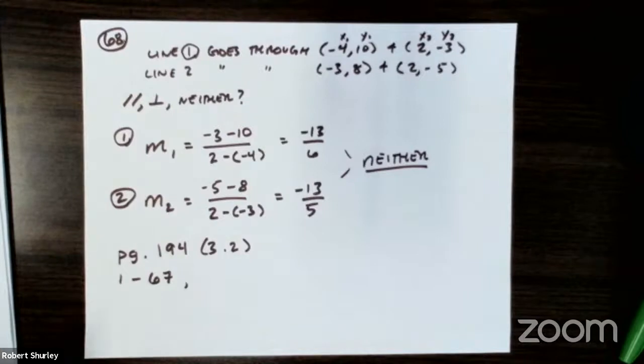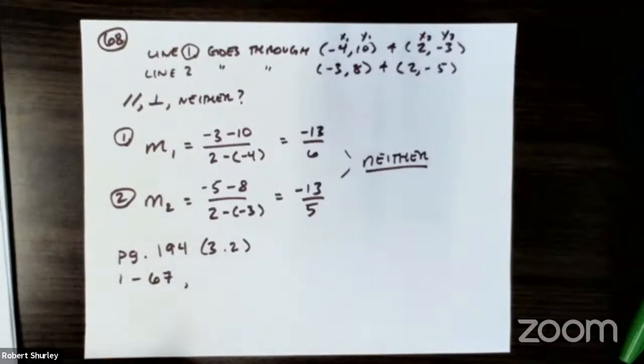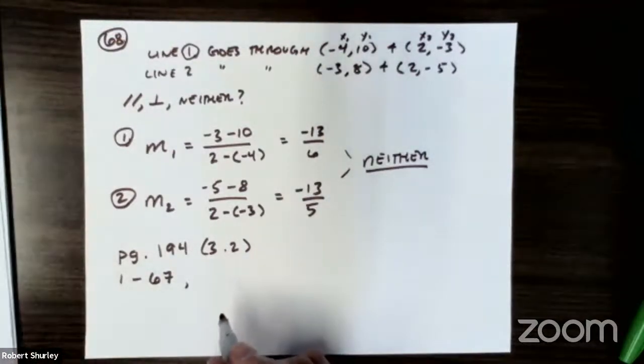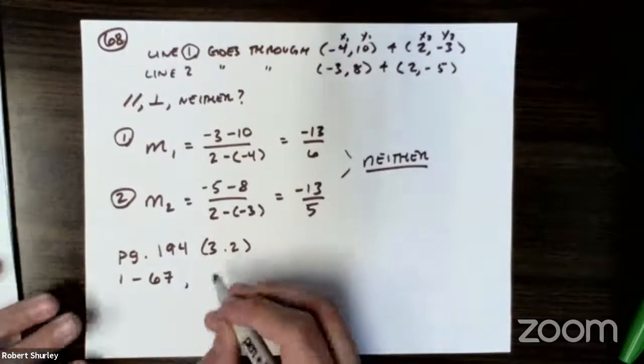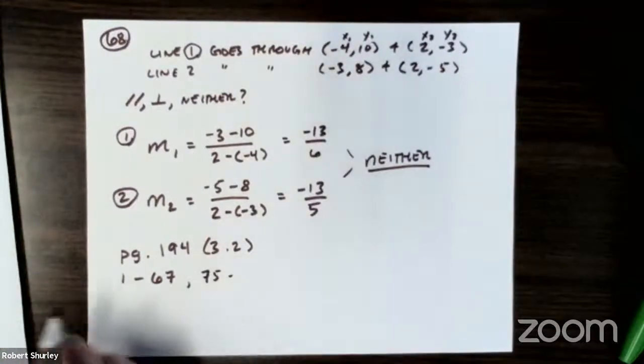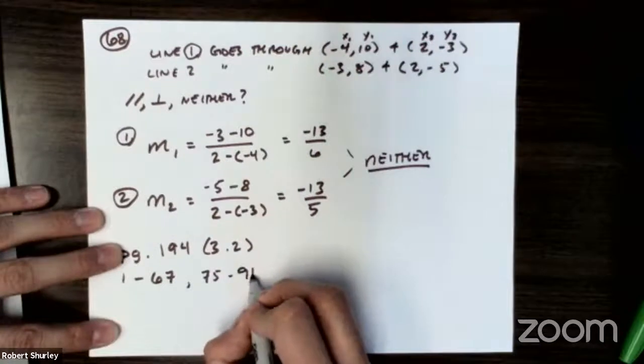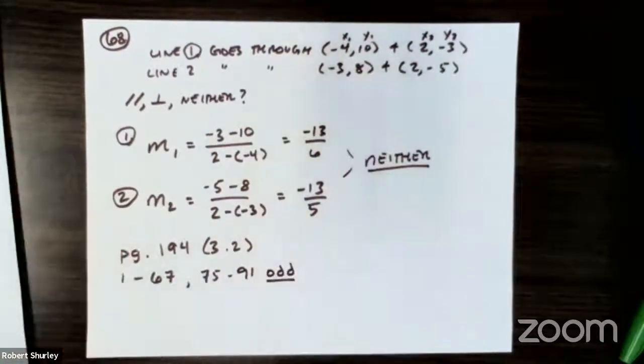Okay, hold on. And then I want you to jump over and do 70. Hold on. Let's do 75 through 91. Now these are all odd. Okay, these are all odd. I'll give you the odd ones.